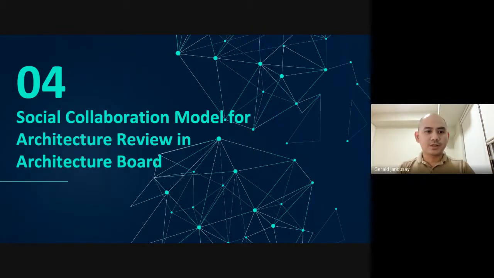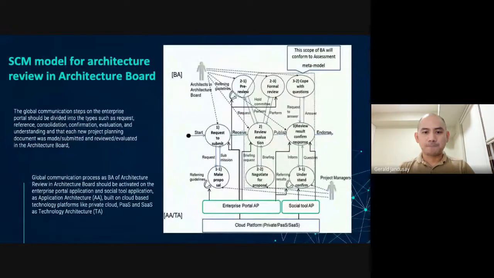Okay, so we move on to the social collaboration model. Basically, this is a model that provides global communication steps on the enterprise portal. This is like a workflow depending on which platform they are using. It provides different types of requests, references, consolidation, confirmation, evaluation, and understanding that each new project planning document was made or submitted and reviewed or evaluated in the architecture board.